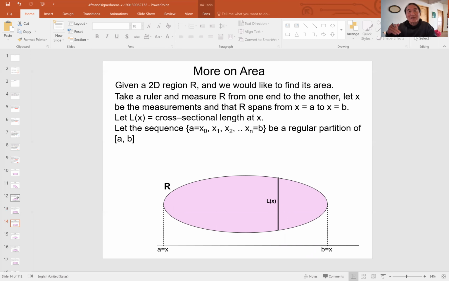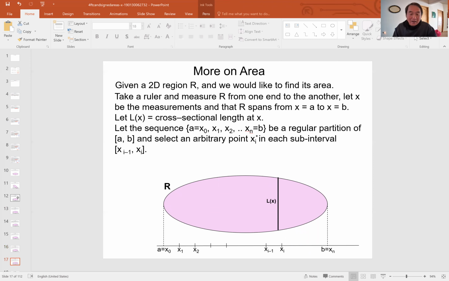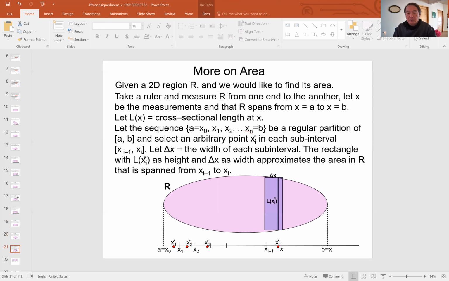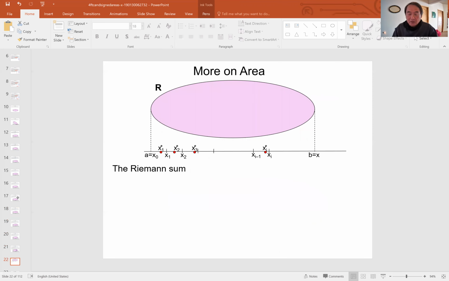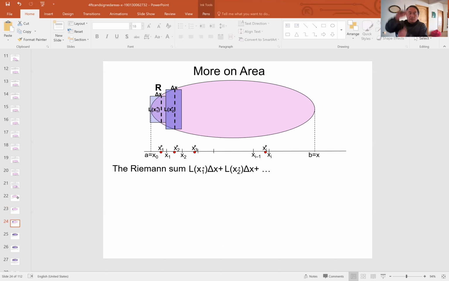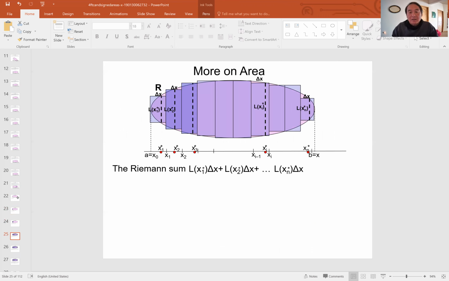We use a bunch of rectangles, just like we did last time. We use a partition of the interval, and on each sub-interval we make a rectangle using the cross-section length at that point as the height, with spacing delta x. I paste these rectangles all the way from one end to the other, as strips of rectangular pieces. Then I add up the rectangular pieces, and that approximates the area. Remember, this is what we call a Riemann sum.